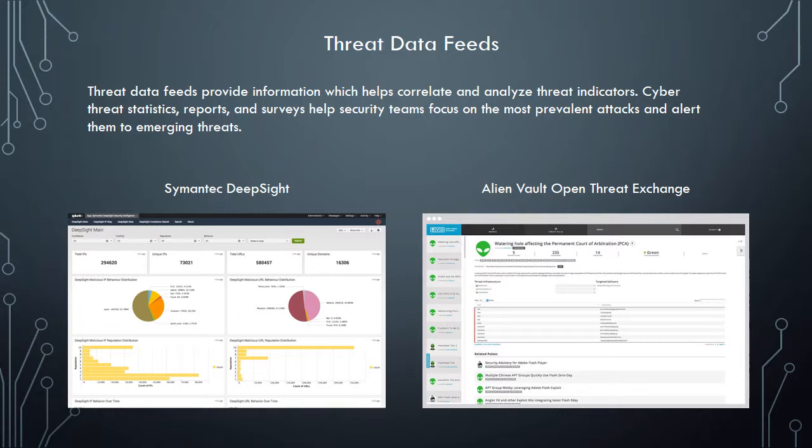However, this also helps us by making threat statistics reports and surveys, which help security teams perform audits and focus on the most prevalent attacks and alert them to emerging threats. This also allows us to give the supervisors or executives like yourselves more information that you can better understand, instead of it being literally another language.